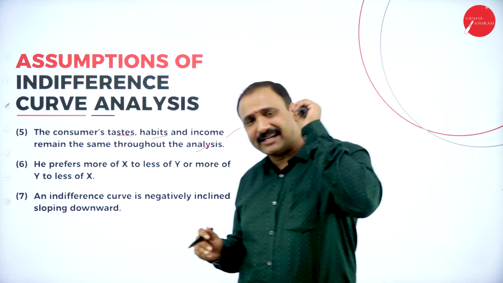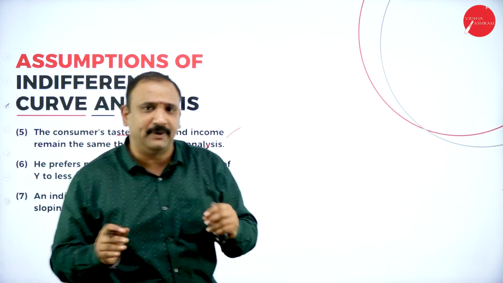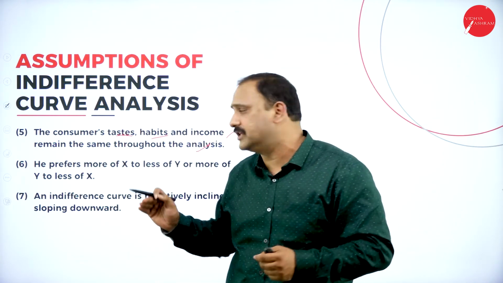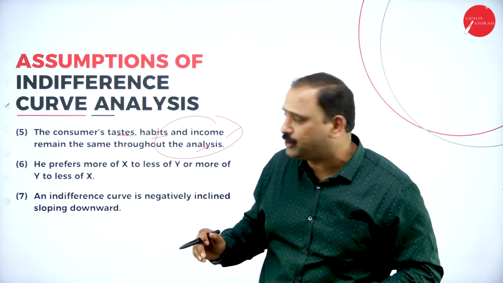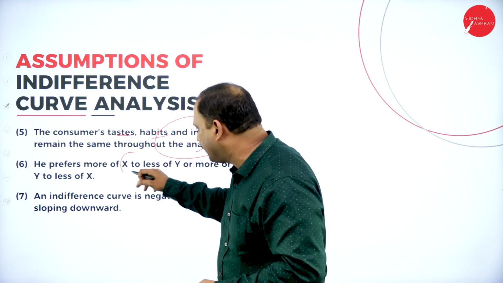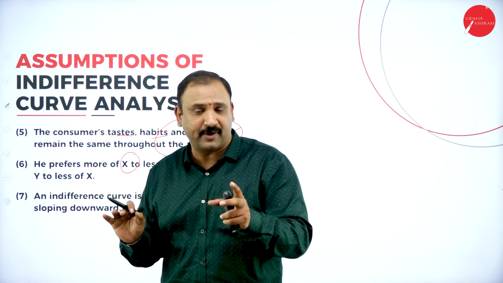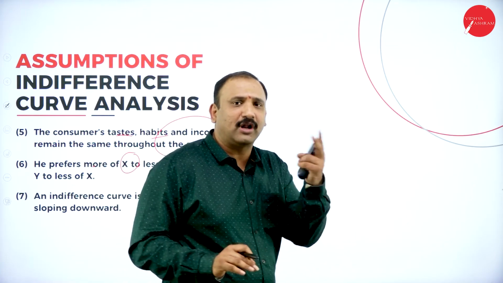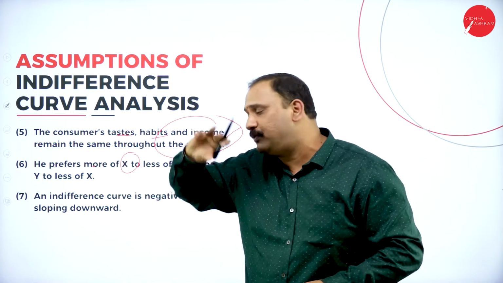So we look at a consumer who is completely static, who remains stagnant on the position lifelong throughout. That's the kind of analysis that we are involved in, followed by he prefers more of X or less of Y, or more of Y and less of X. What we are trying to assume is that out of the two products, one he prefers more and the other one he prefers less. So that's the rationality on which we are moving.